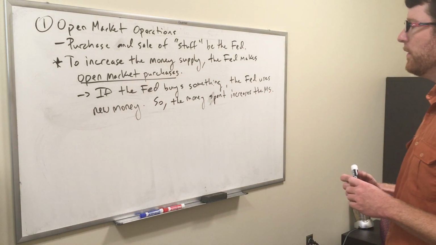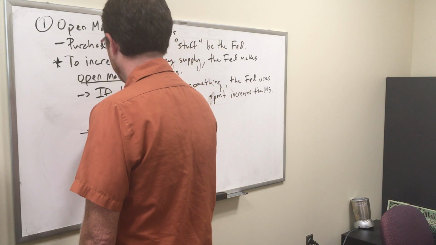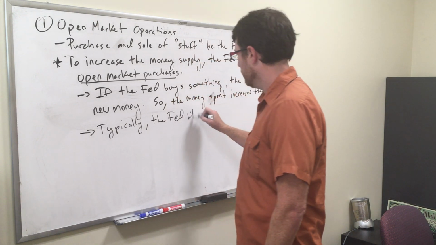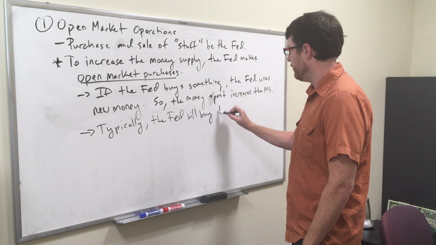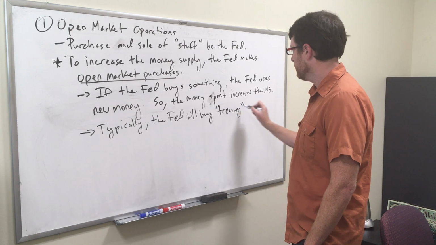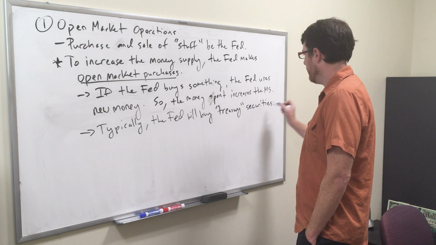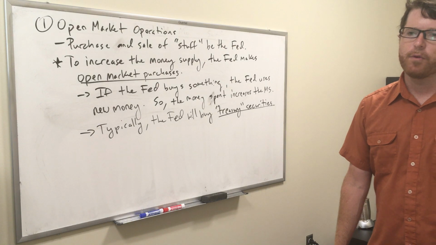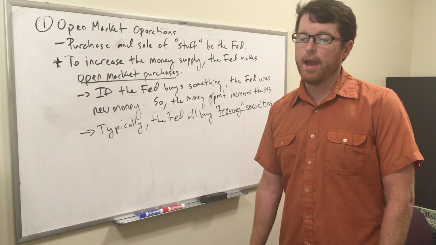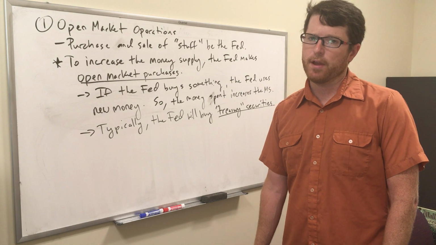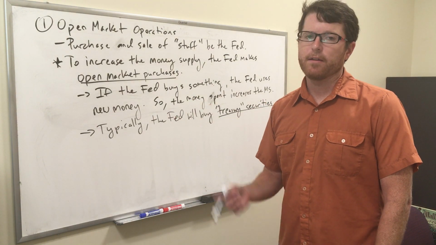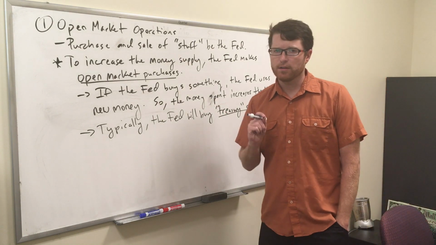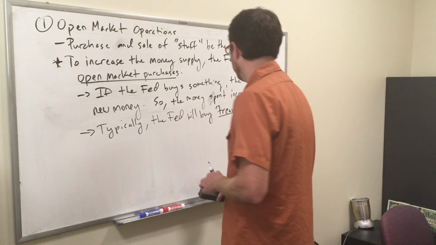All right, so that's open market purchases, and typically what the Fed buys are Treasury securities. And if you recall, Treasury securities are just governmental bonds. When the government needs to borrow money, it will ask the Fed to do that for them, and the Fed will issue them. Completely separate from that, the Fed can then go back and buy some of those bonds back. This is where it does start to get a little bit tricky. So let me show you how this works.